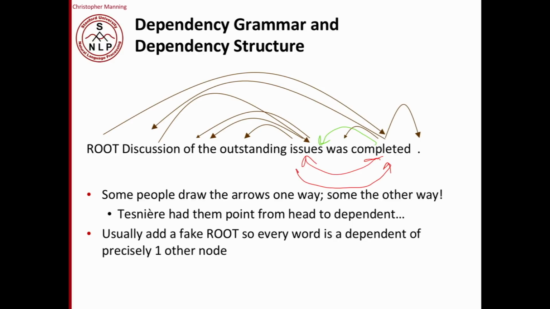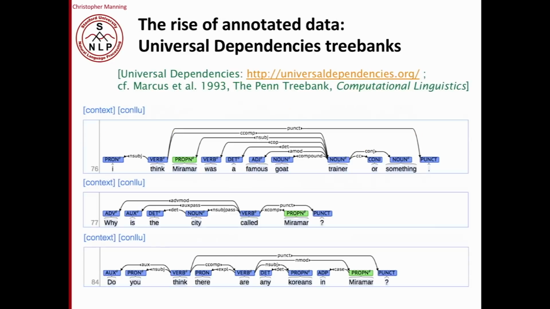Oh, sorry, I'm drawing that wrong. Whoops. Okay, but we go from heads to dependents. And usually it's convenient, in addition to the sentence, to have a fake root node that points to the head of the whole sentence. And so we use that as well. Okay.